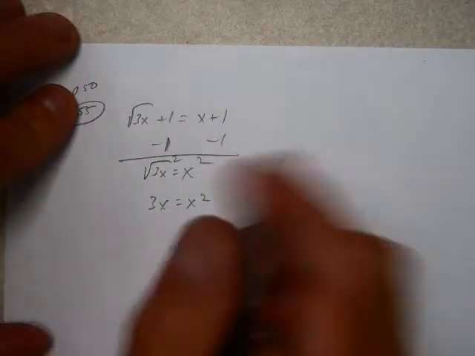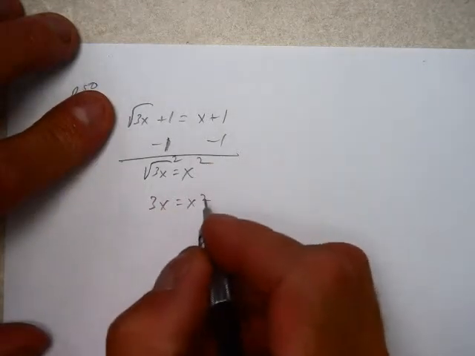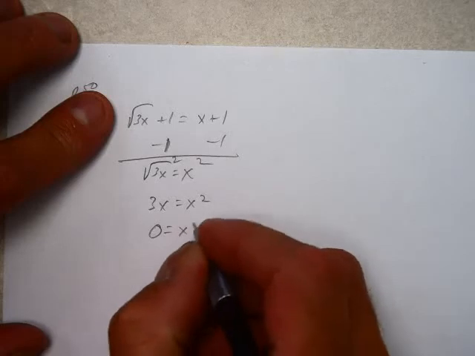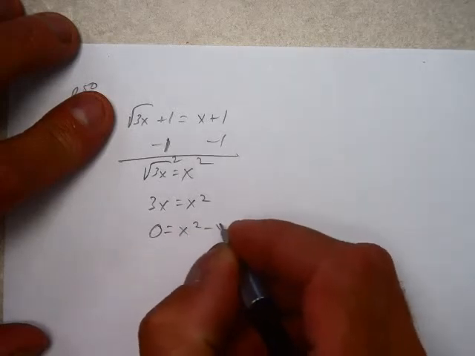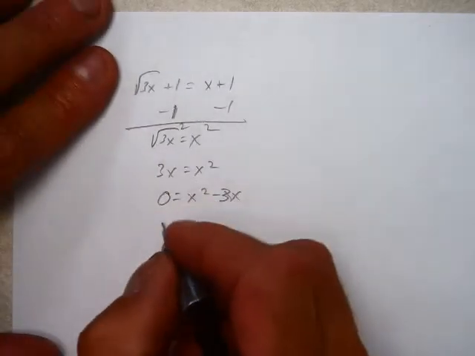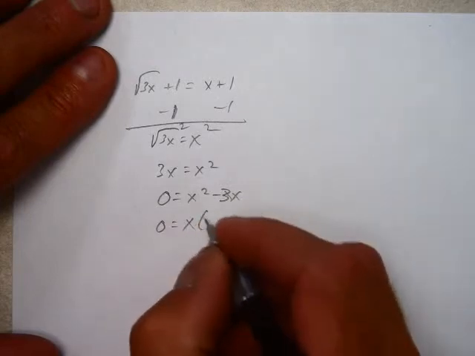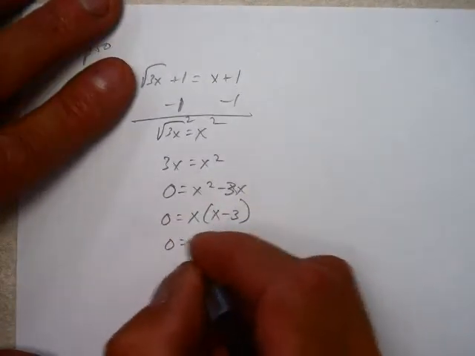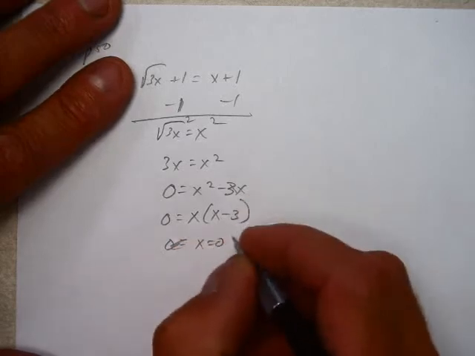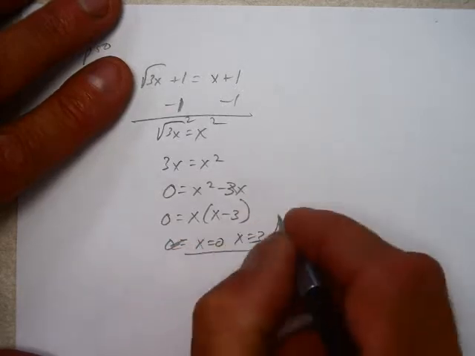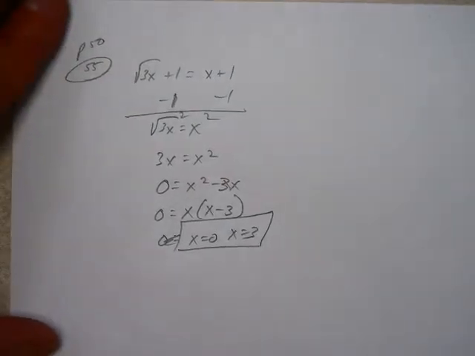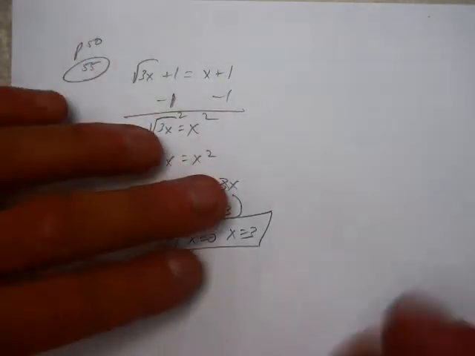So now, there's two different degrees, x squared and x, so I've got to get all the x's to one side. Now I've got to take out an x. So x equals 0, x equals 3.